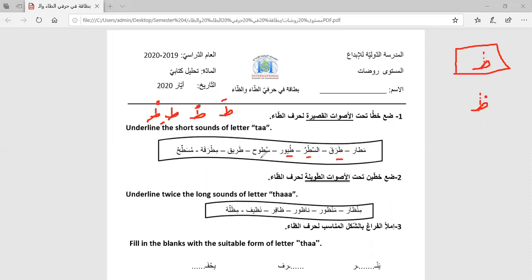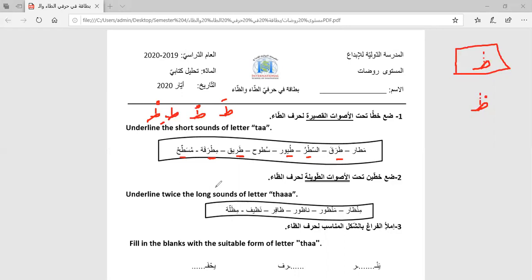Here, do we have a short sound? This is the letter ta. Does it have any short sound above it or below it? No, so this is not a short sound. Here we have a short sound. Here we have a short sound which is ti. Here we have also a short sound which is ta. Okay, so this is regarding the short sounds of letter ta. Here, of course, I'm talking about the short sounds. When I say short sounds, I'm saying ta, tu, ti, with all the short sounds and the long sounds that are found above or below this letter.